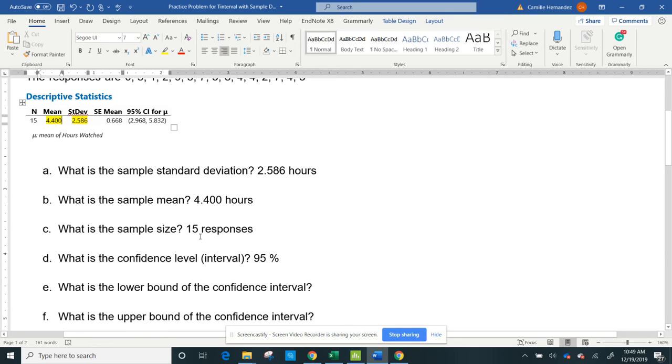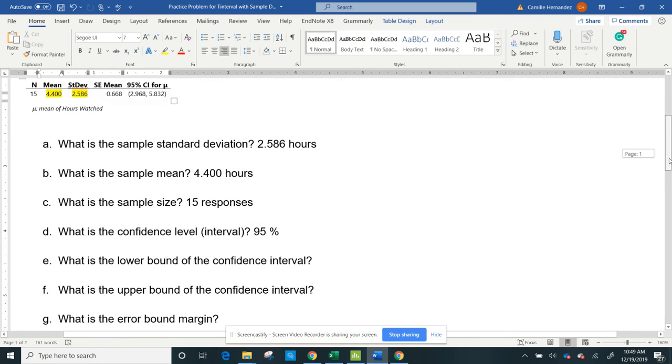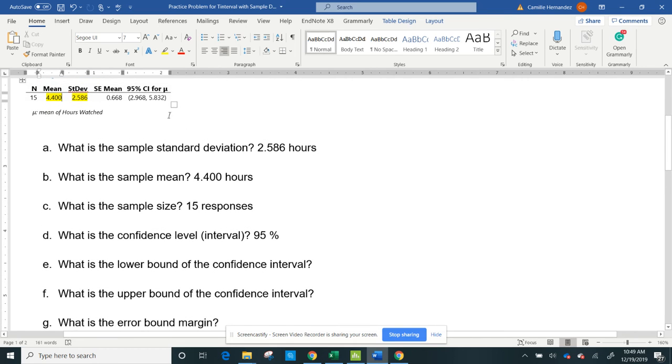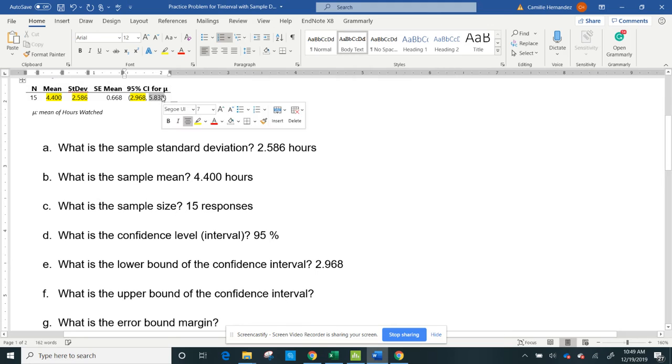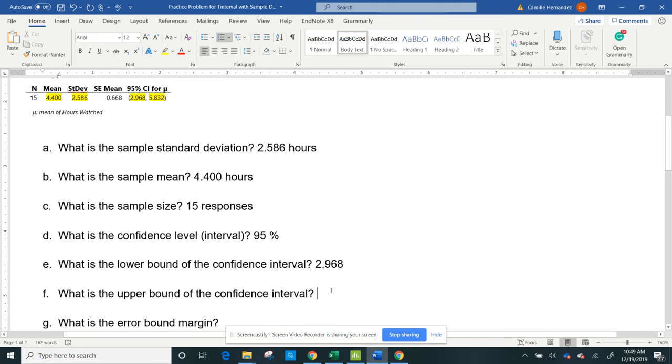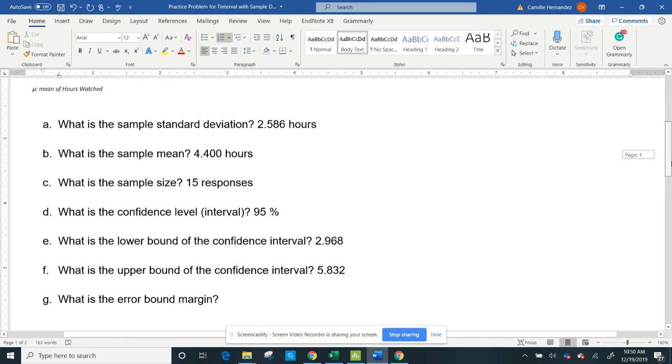Again, with data, I have to be very careful. I put all the data in. Keep going down here. My lower bound for the confidence interval is right here. It is 2.968. And what's the upper bound of the confidence interval? Excuse me, it's 5.832. And then what is the error bound margin?